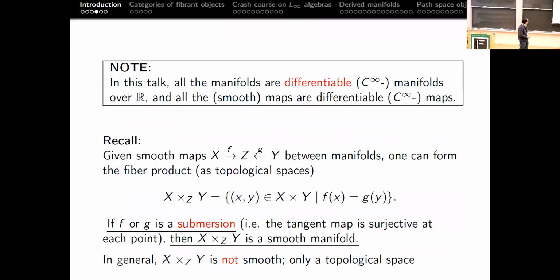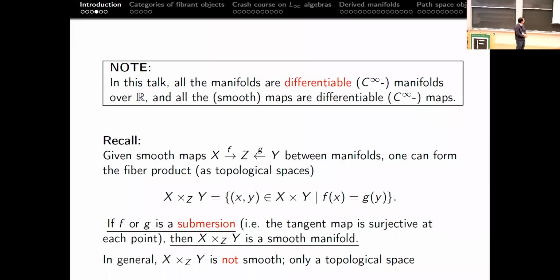let me just make a remark over here. Everything I'm talking about is just smooth manifolds. I grew up as a geometer, a differential geometer. So I trained on smooth manifolds. I'm not talking about varieties, I'm not talking about algebraic varieties. So everything is smooth, infinity.